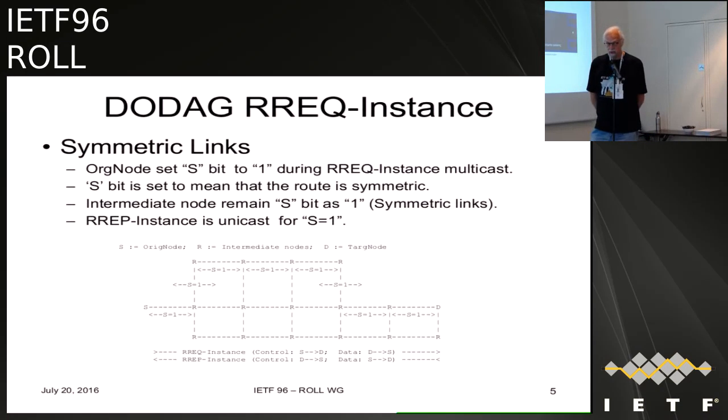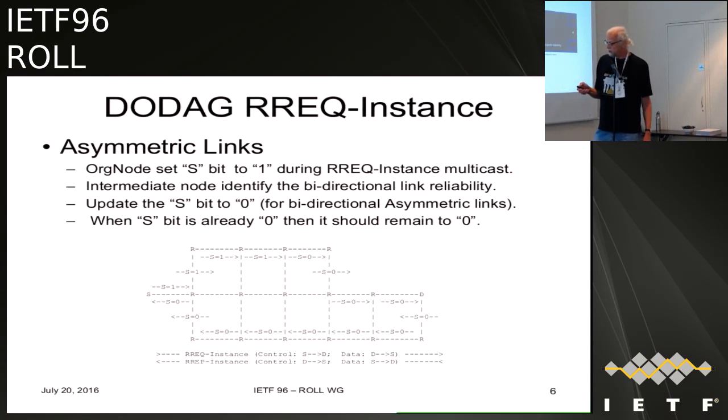So this is just a pictorial representation of using the symmetric bit. Here we have perhaps a path for the route request to go from the source to the destination, and the entire way through the symmetric bit stays set. So what that means is the route reply is just unicast along the same path back towards the source.